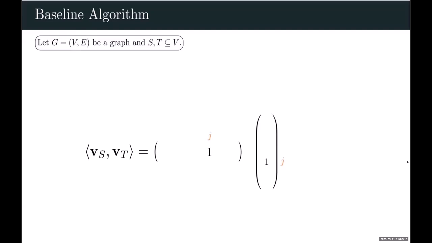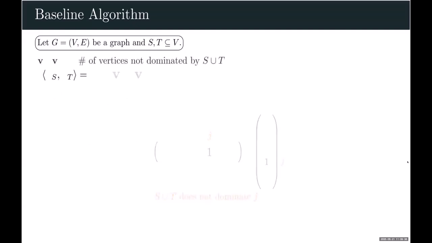So what happens if we have a one at position J in both of these? What does this mean? Well, this means that S does not dominate J, nor does T dominate J. In particular, this means that their union does not dominate J, right? But this in particular means that this inner product precisely counts the number of vertices not dominated by the union of S and T, right? So I guess you already see where I'm going with this.